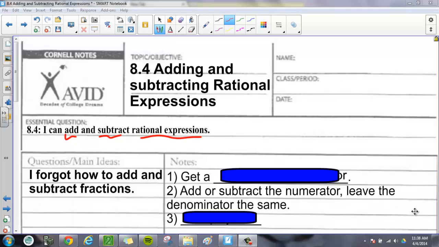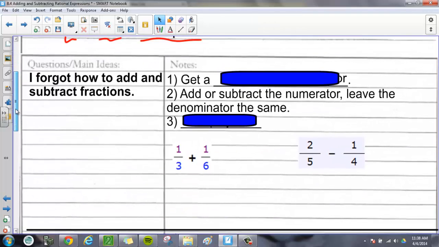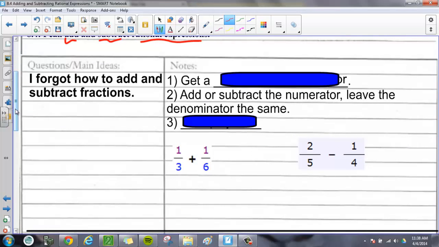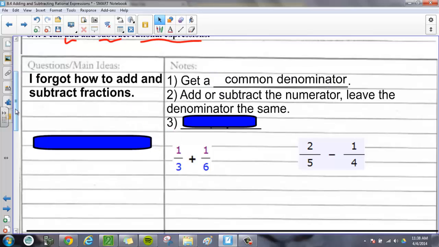Okay, now let's just do a quick refresher on how to add fractions, because that's kind of useful, knowing how to do that. If you don't know how to do that, the other stuff I'm going to teach you today is going to make zero sense. So the first step for adding fractions is to get a common denominator. We got to get a common denominator. Fractions that don't have common denominators cannot be added or subtracted from one another.